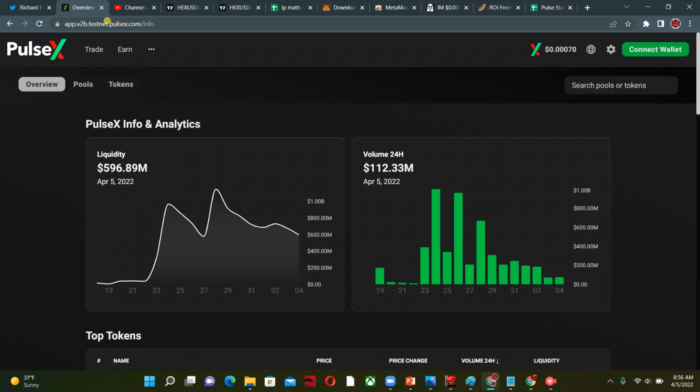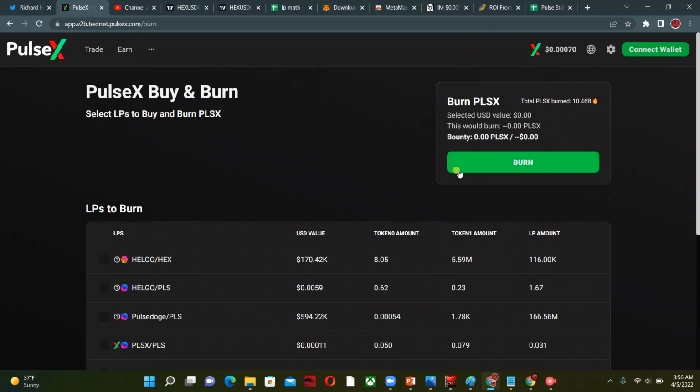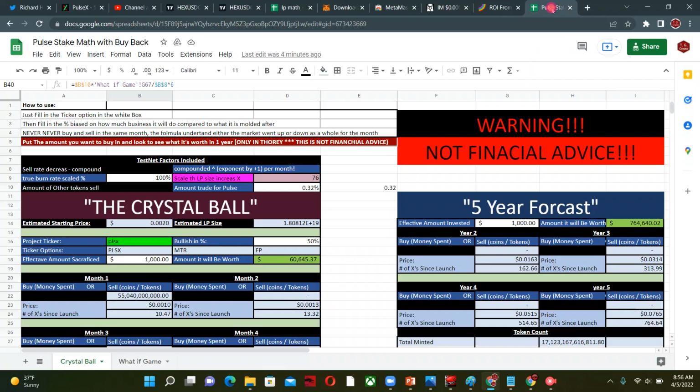This V2B probably won't be there. Testnet might say mainnet and PulseX.com. So we'll see what the URL is for sure when Richard Hart gives it out, when there's one activating. But here's the burn. It's a public call function. If it hasn't been running in a while, you can click on it. You can activate it. You just click this burn button.